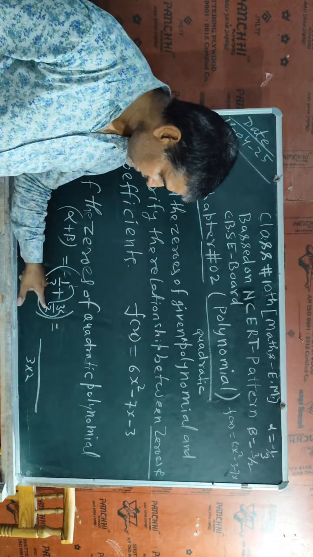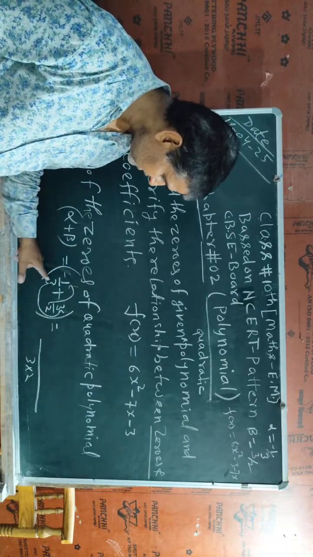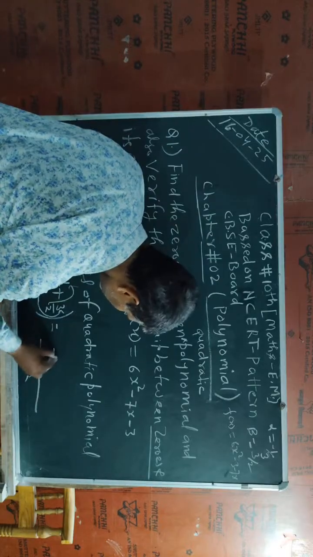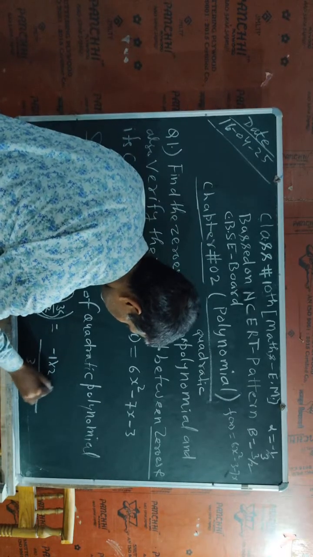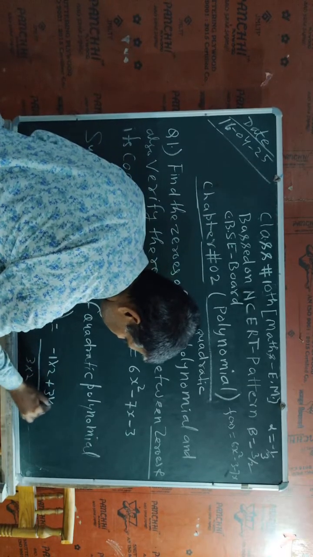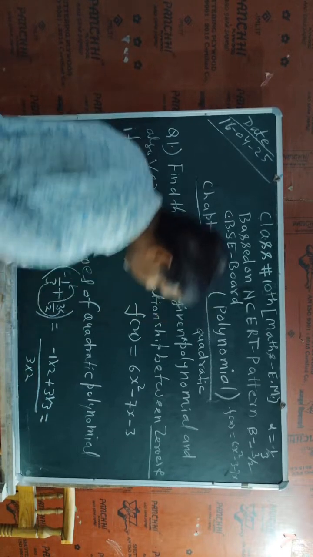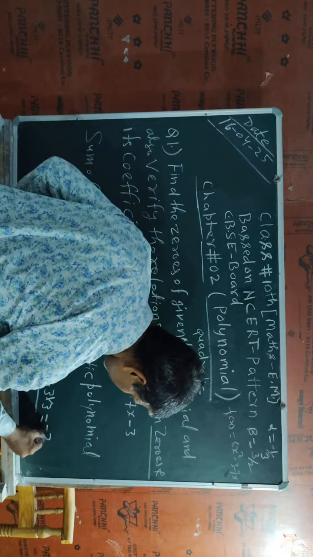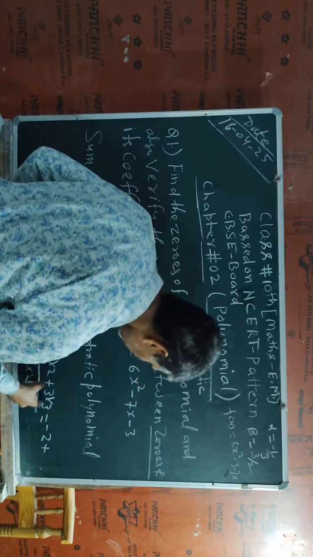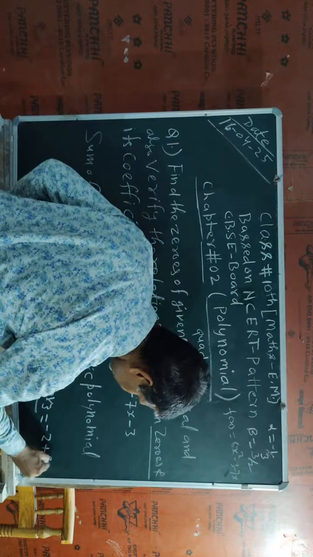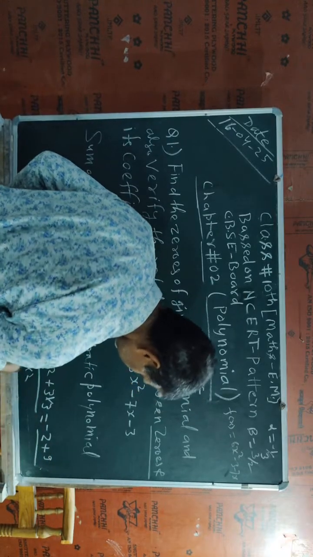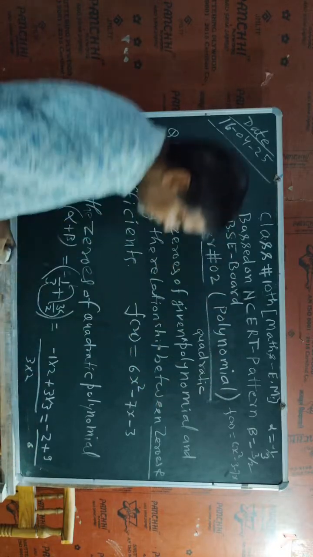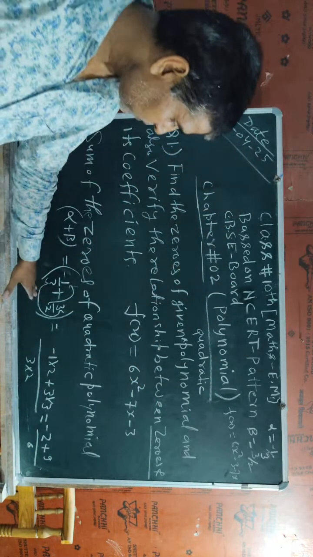I will multiply 2 with minus 1 and 3 with 3. So after multiplication, I will write minus 1 into 2 plus 3 into 3. Now after simplification, I will get minus 2 plus 9 divided by 3 into 2, which is 6. Okay, student, I am simplifying this one.